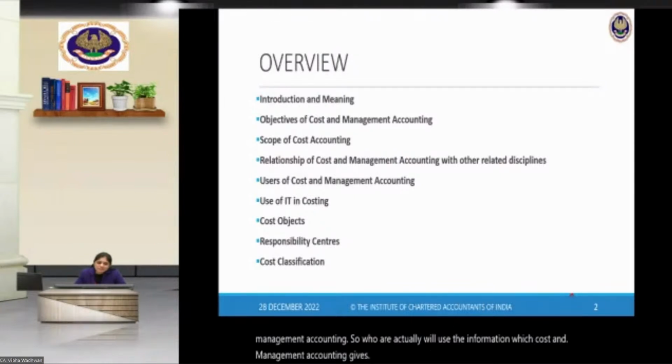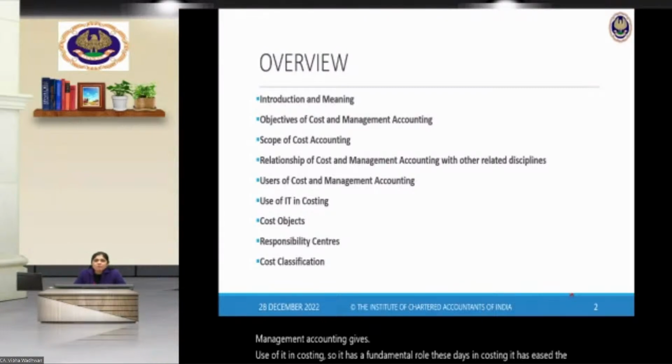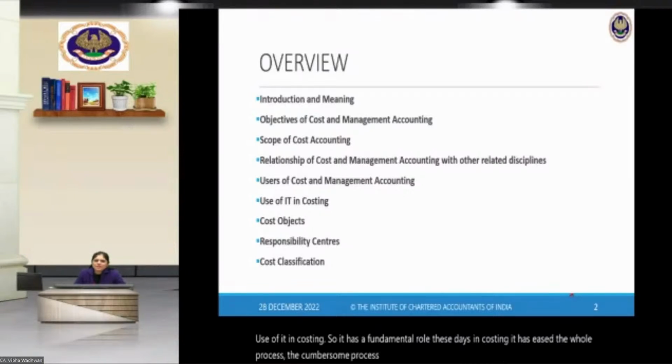Use of IT in costing. So IT has a fundamental role these days in costing. It has eased the whole process. The cumbersome process has become very easy now. So that is all because of IT.